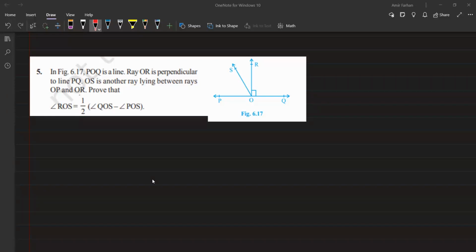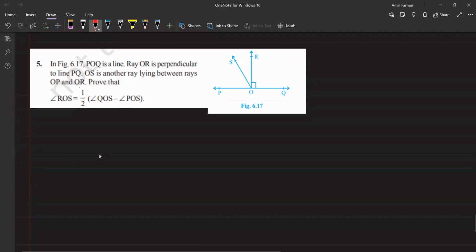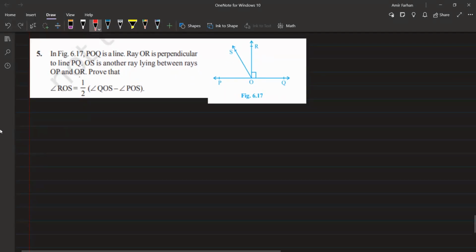Simrat, any answer, any doubt, any progress? Okay, let's come to the screen and compare what you have done correctly so far. It's a very easy question.